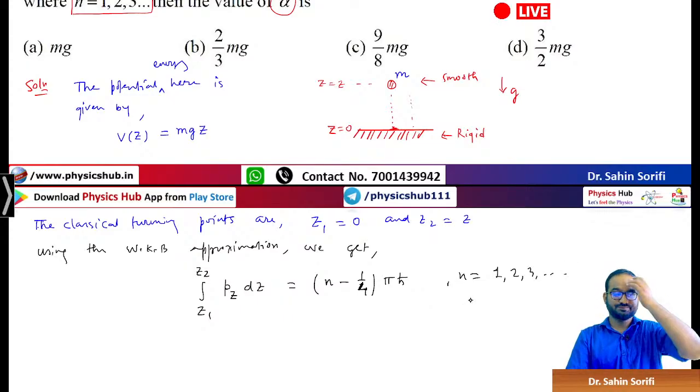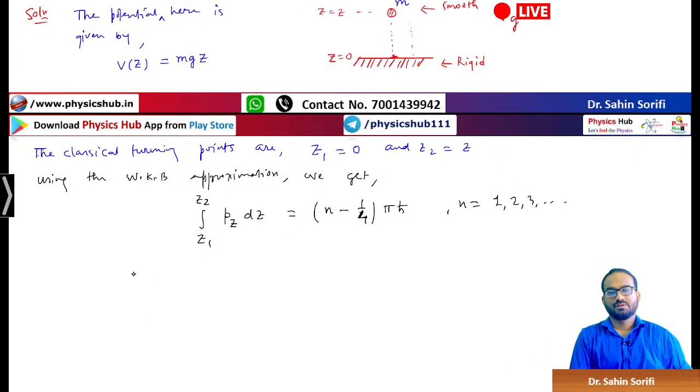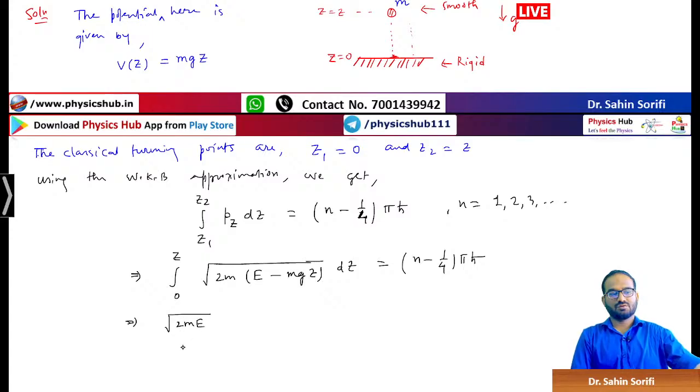So let's put the values, 0 to z. P is equal to the square root of twice m (E minus V), that is mgz, dz equals (n minus 1 by 4) pi h cut. Again we are going to take the square root of twice m E common. This z value we can calculate, right? z1 is not z actually.